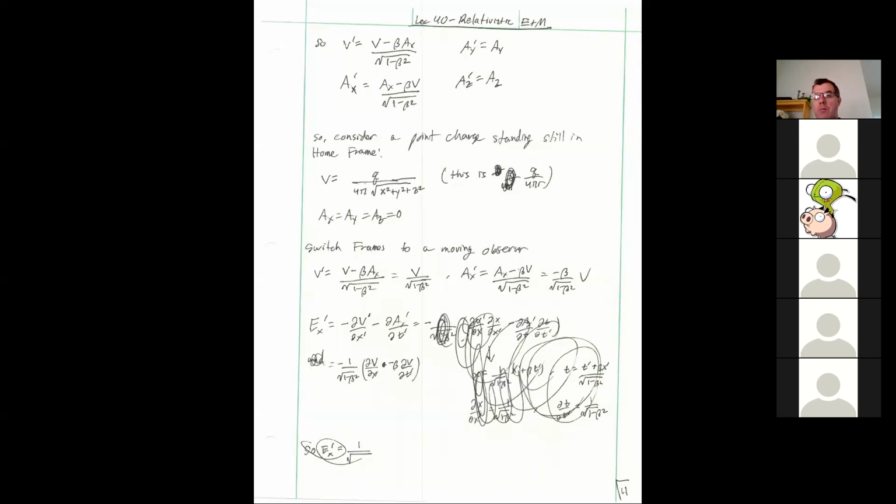So even though electric and magnetic fields are complicated, the potentials that they derive from obey Lorentz transformations, which makes it much easier to calculate electric fields in different reference frames. Because what you do is you calculate V and A in one reference frame, you use those combined with the Lorentz transformation to figure out what they must be in some other reference frame. And then you take derivatives of those things and you've got your electric and magnetic fields.